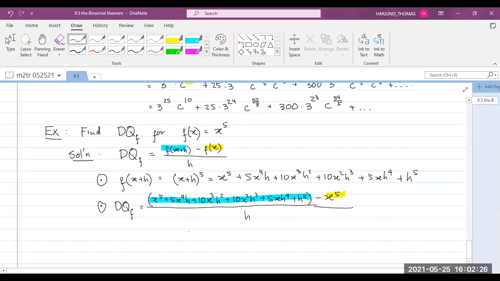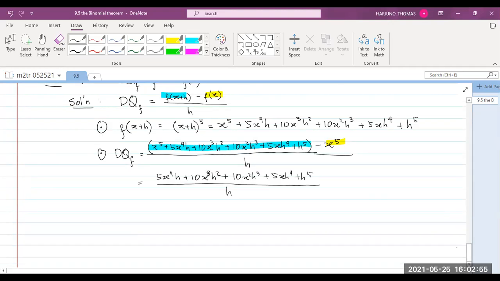But you see on the numerator, the x to the 5th cancels. So I have 5x to the 4h plus 10x cubed h squared plus 10x squared h cubed plus 5x h to the 4th plus h to the 5th, all over h. But remember, we cannot stop here because if I substitute h by 0, I will get 0 over 0. If you have 0 over 0, then you cannot stop there. You need to go on further. One thing we can do is factor the h.